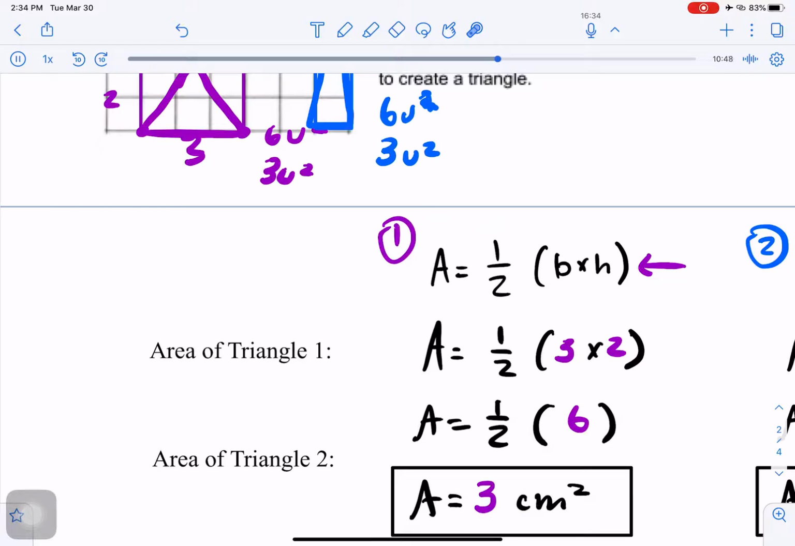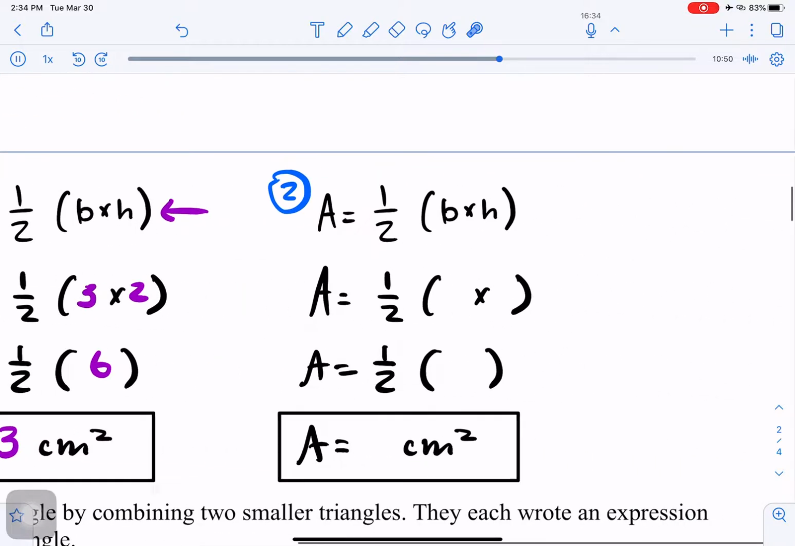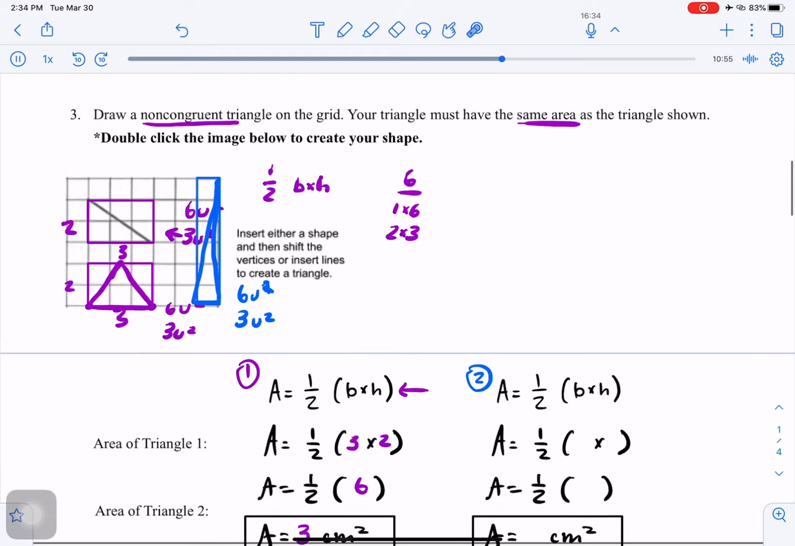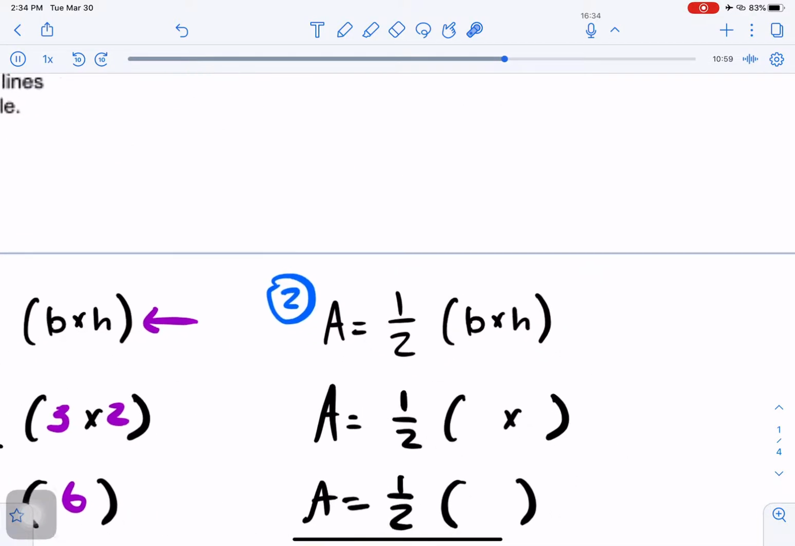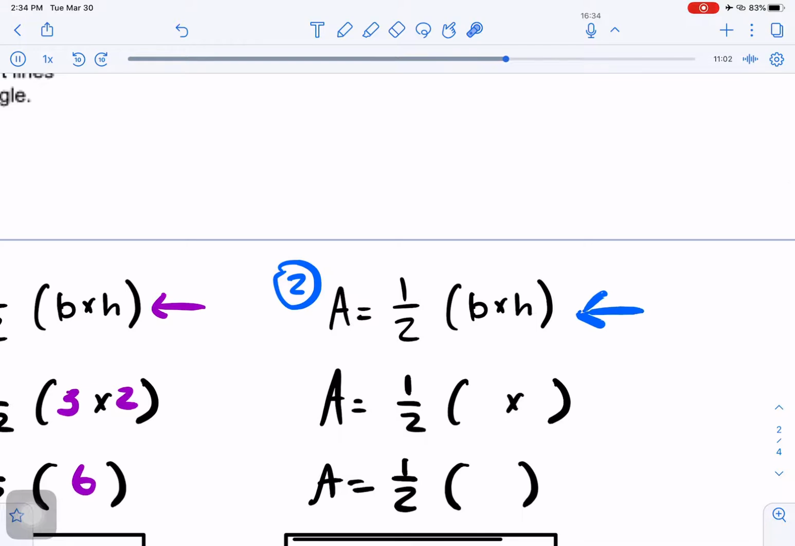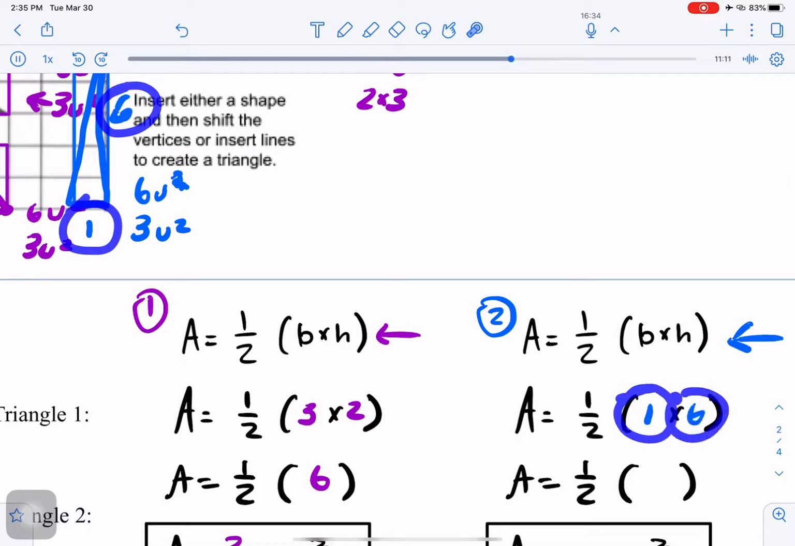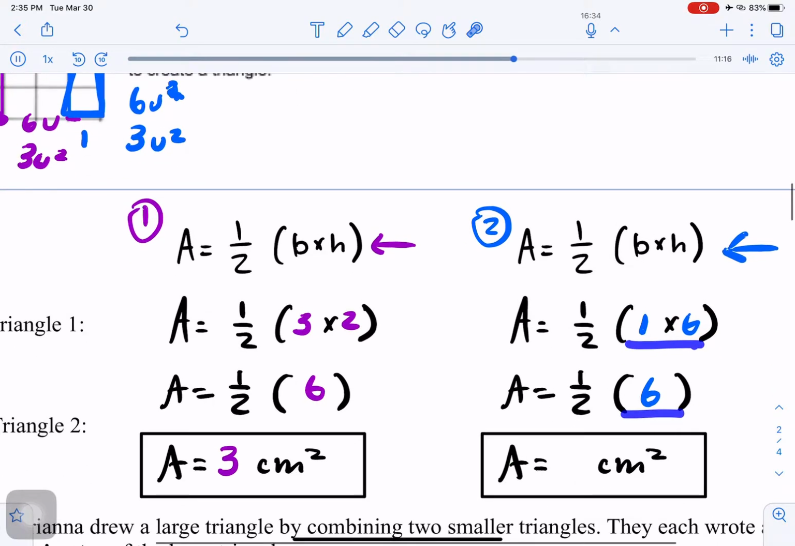Okay, now going to my second triangle, I'm going to go ahead and use the longer one that we just found in blue. And I'm going to, again, start with my formula. Area equals half base times height. Area equals half. The base is 1. The height is 6. So I'm going to fill that in as 1 times 6. When I multiply this, I get an answer of 6. And when I divide this by half, I see that I get an answer of 3 centimeters squared.